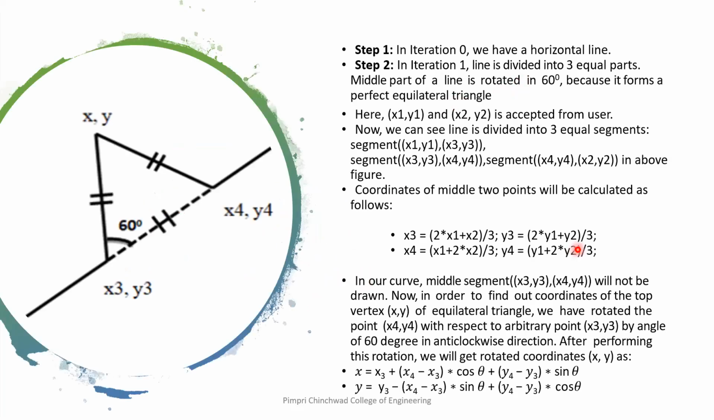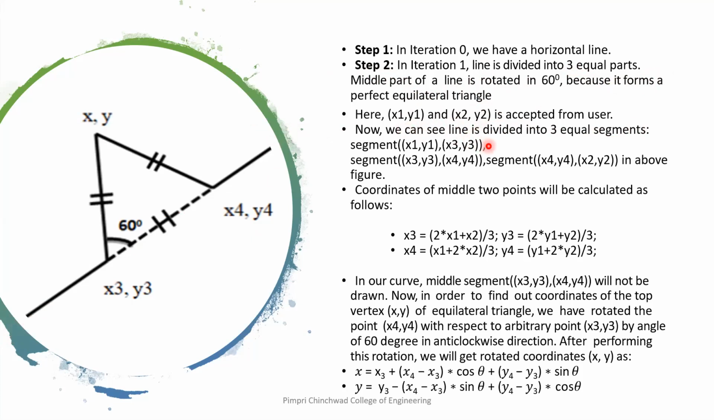So what are the algorithmic steps? Step 1, in iteration 0, we have a horizontal line. In iteration 1, the line is divided into three equal parts. The middle part of the line is rotated by 60 degrees because it forms the perfect equilateral triangle. We know each internal angle of the equilateral triangle is equal to 60 degrees, right? So here x1, y1 and x2, y2 are accepted from the user. This endpoint and this endpoint.